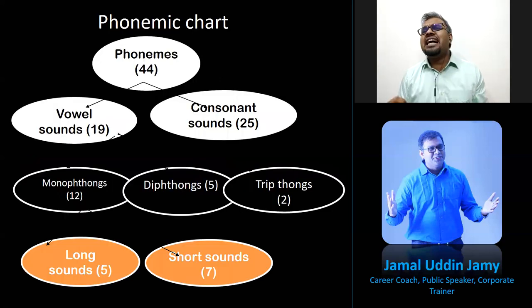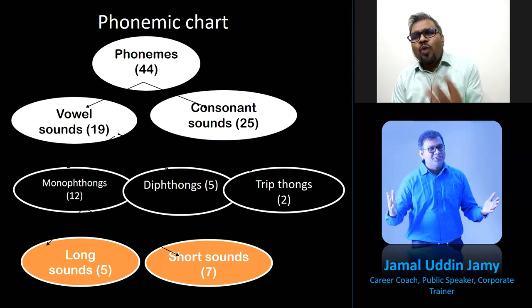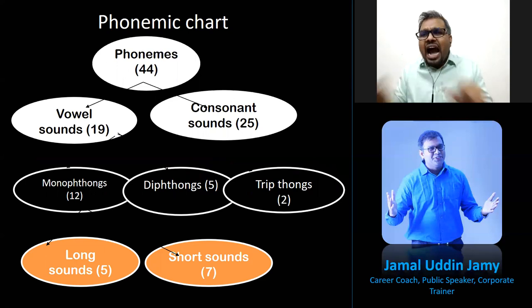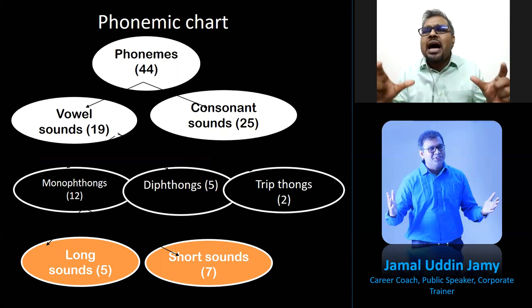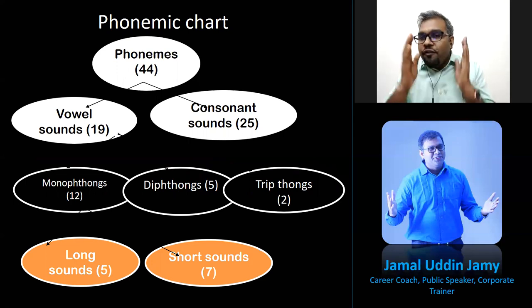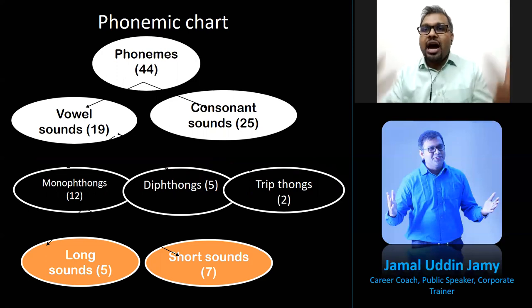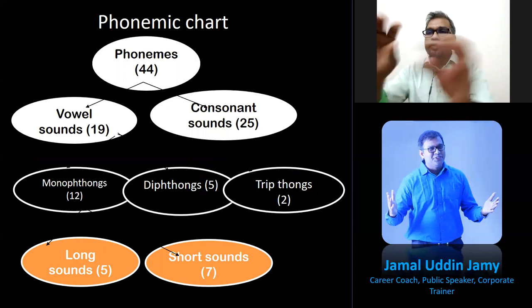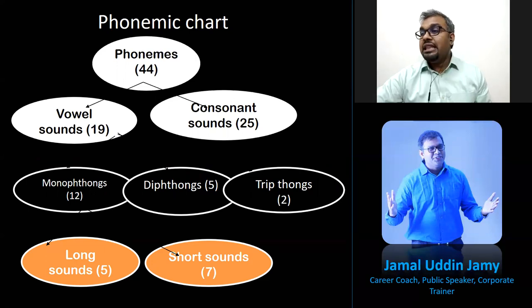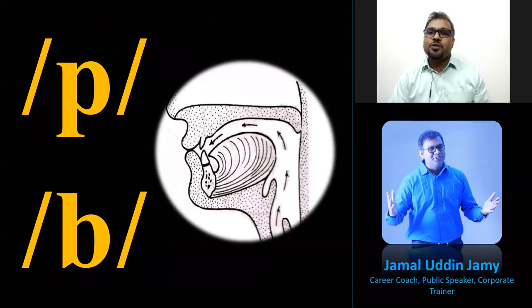Before you get started, let's see the phonemic chart. What is that phonemic chart? IPA, have you heard the term IPA? International Phonetic Alphabet, IPA. Yes, phonemes. There are 44 sounds called phonemes or IPA: 19 vowel sounds and 25 consonant sounds. Today we are going to learn those 25 consonant sounds. Okay, let's start from the very beginning.